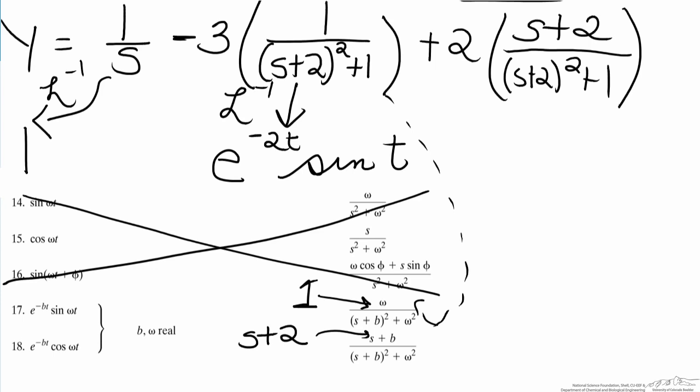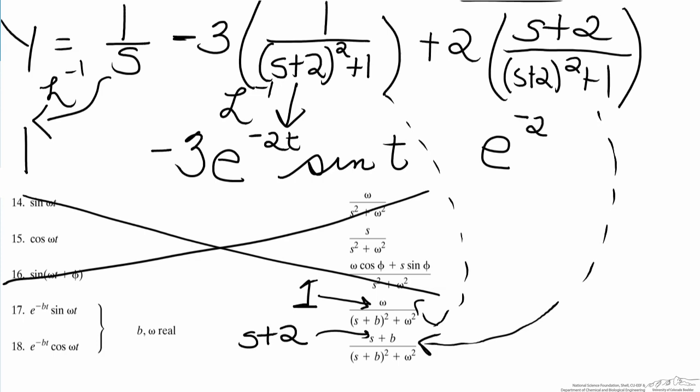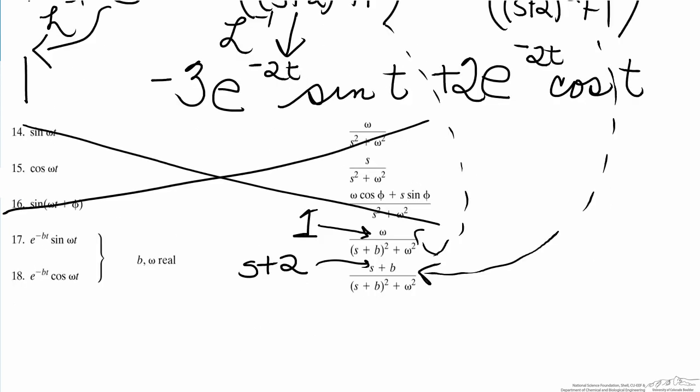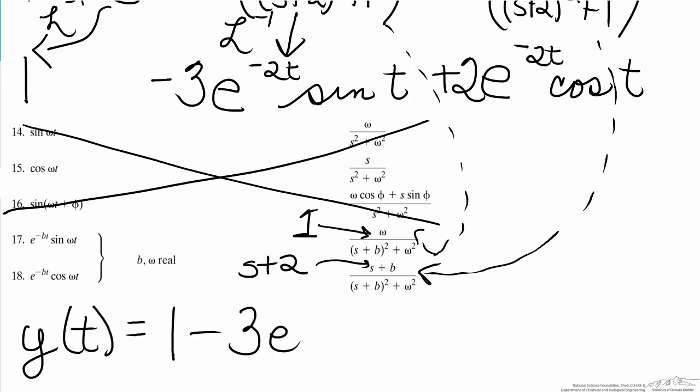And then we include the constant -3. For our third term, it will correspond to the cosine term, which will be e to the negative bt, which is still 2, multiplied by cosine of omega t, which in this case is still 1. We then add the coefficient to our system, and when we put these all together, we get our final answer, which is that y in the time domain equals 1 minus 3e to the negative 2t sine t plus 2e to the negative 2t cos t.